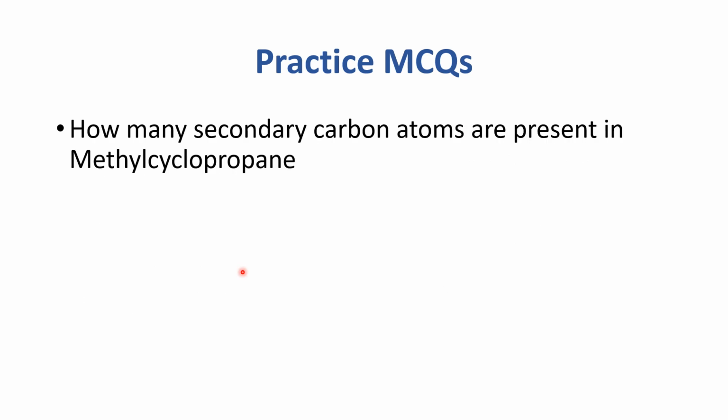Let's discuss a question. How many secondary carbon atoms are present in methyl cyclopropane? The options are 1, 3, 2 or 0. A secondary carbon atom is a carbon atom to which 2 carbon atoms are directly attached. So in methyl cyclopropane, we have 2 carbon atoms that are secondary in nature.